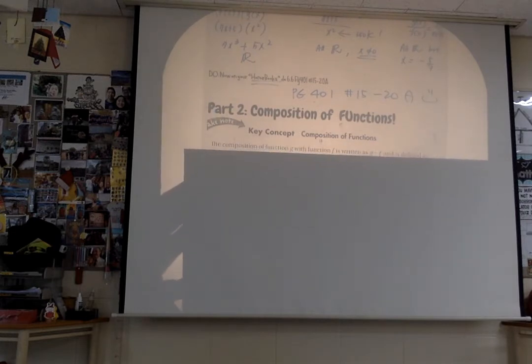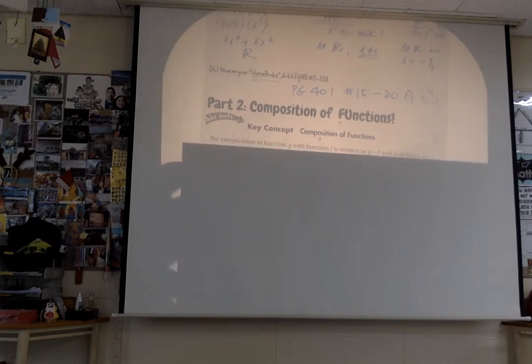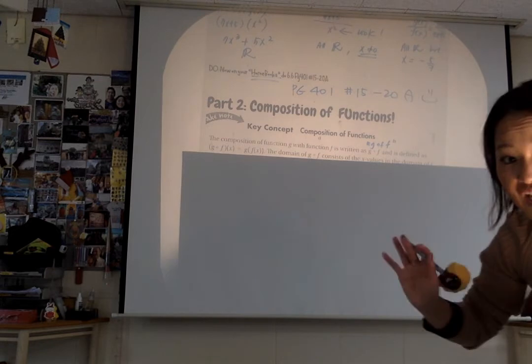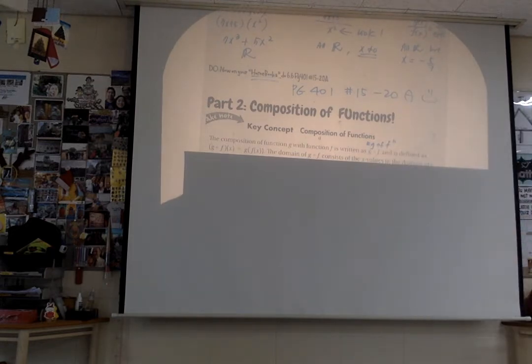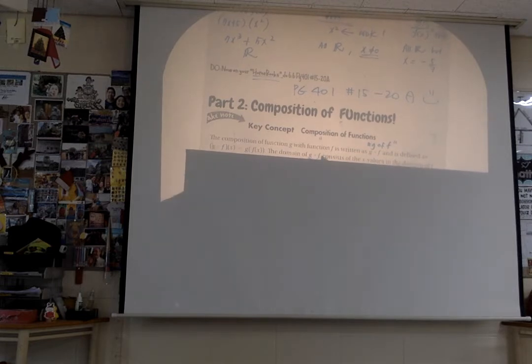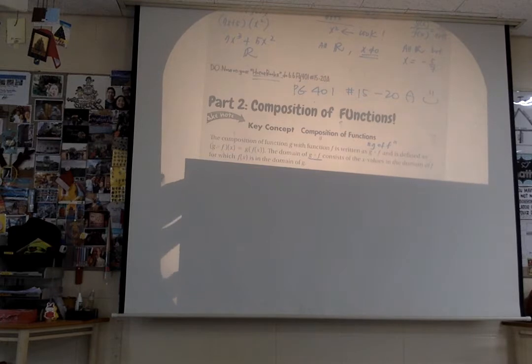Key concept is this. The composition function g with function f is written as g∘f. We read this as g of f. And it's defined as g∘f of x is equal to g of f of x. We could write it any way you like, okay? Domain of g∘f consists of the x values in the domain of f. So the input is x, right? And your output, f of x, is in the domain of g. So x is your input and g of f of x is gonna be your output.